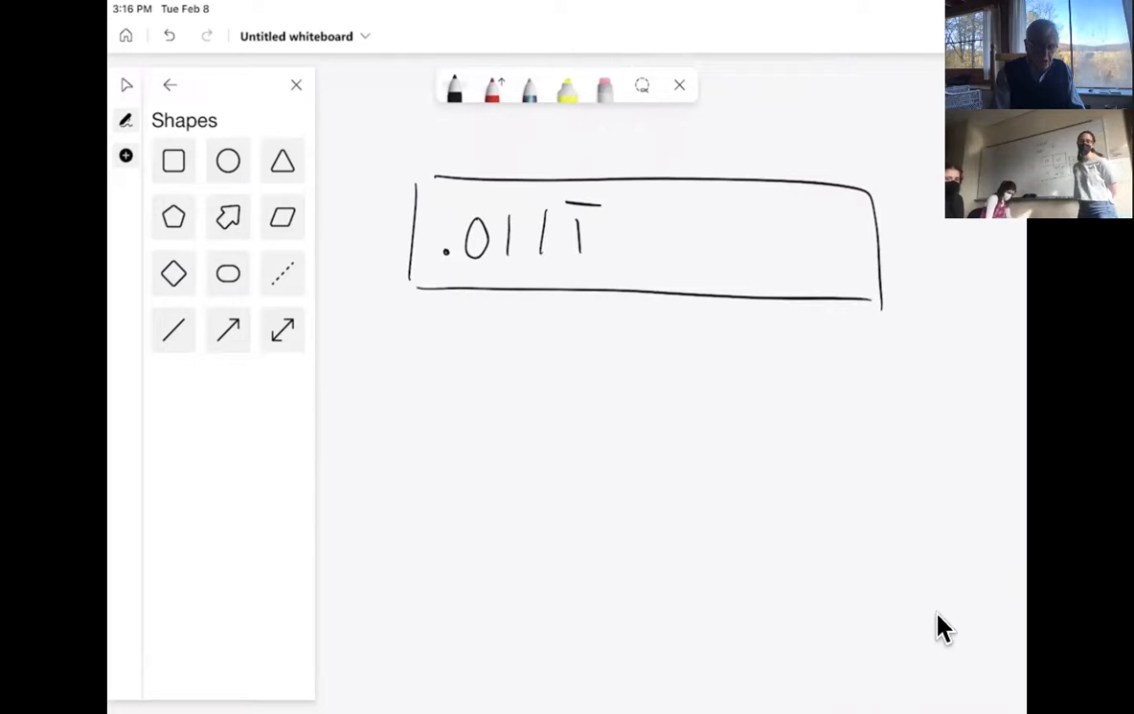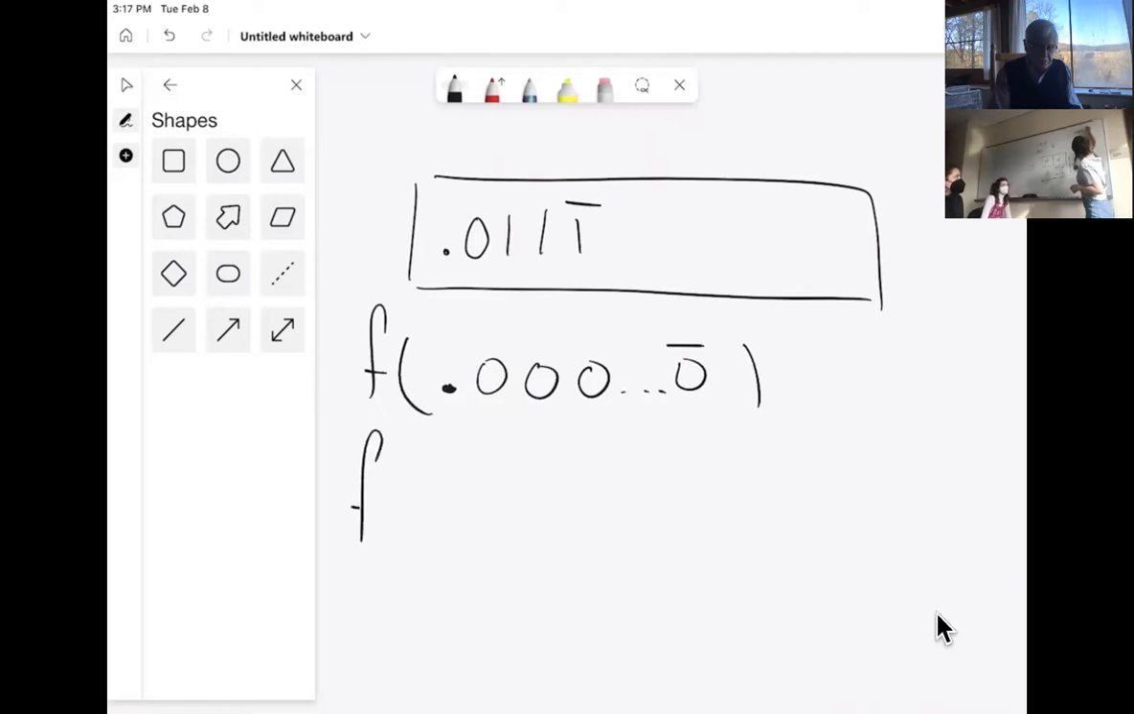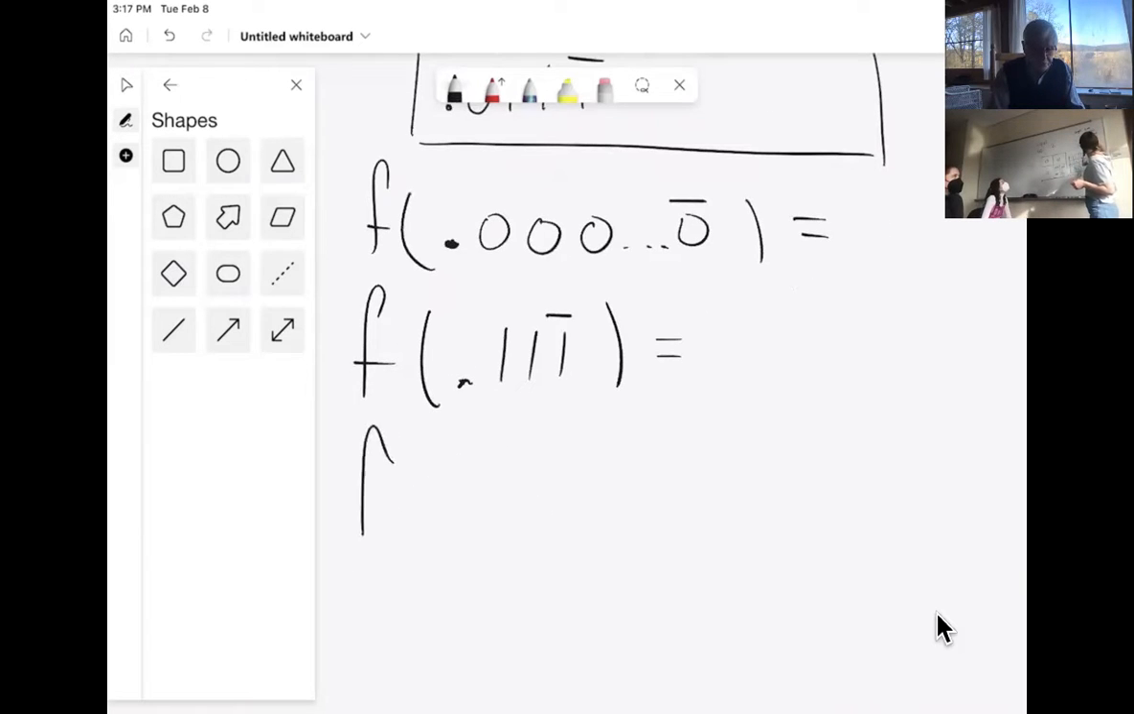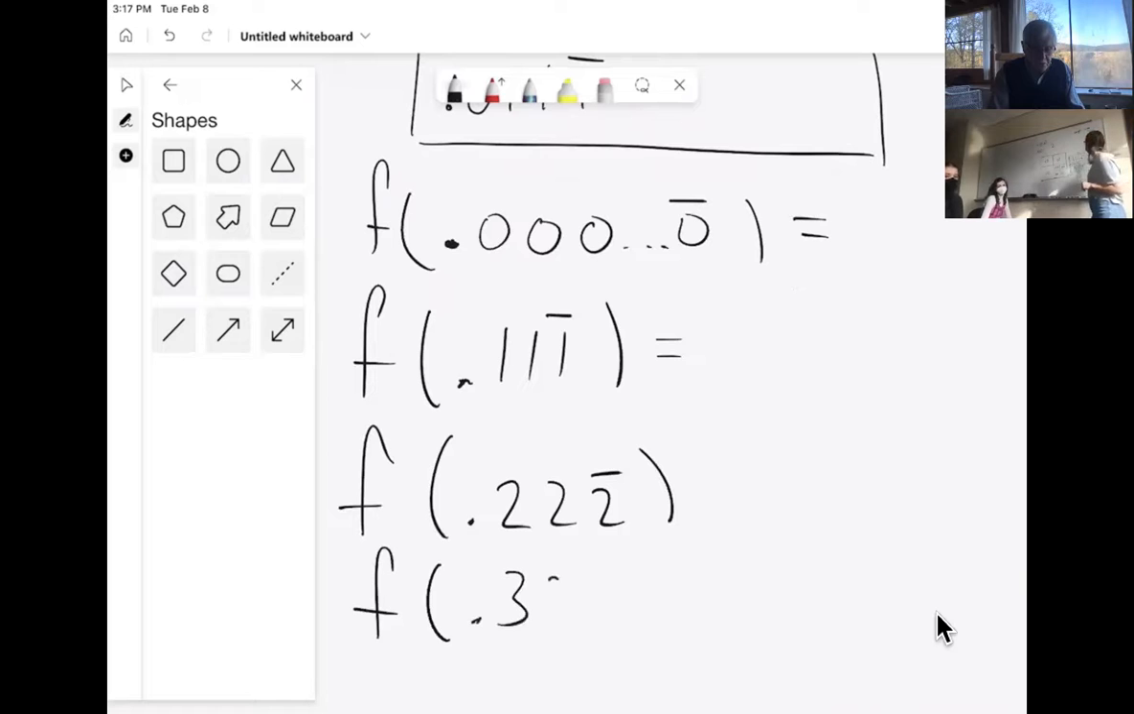So for homework, I'd like you to figure out a couple of these. One of them is, what if you look at the origin, what is f of that? And then f of 0.111 repeating in ones, what is that? F of 0.222, etc. What is that? And f of 0.333. What are these?